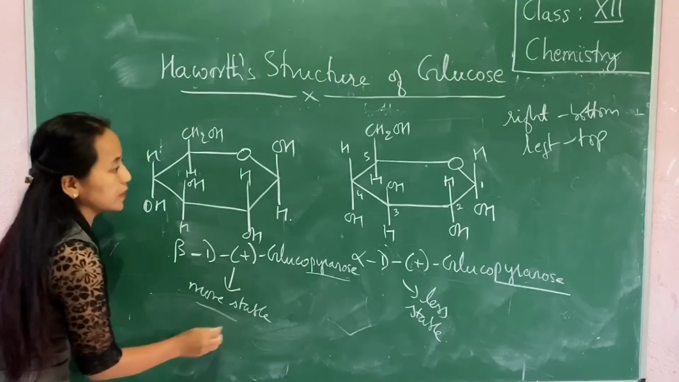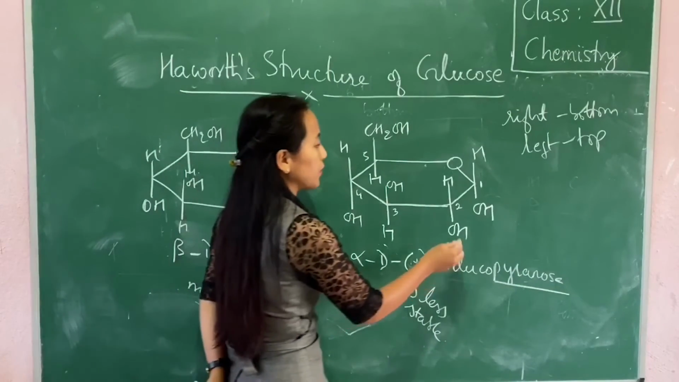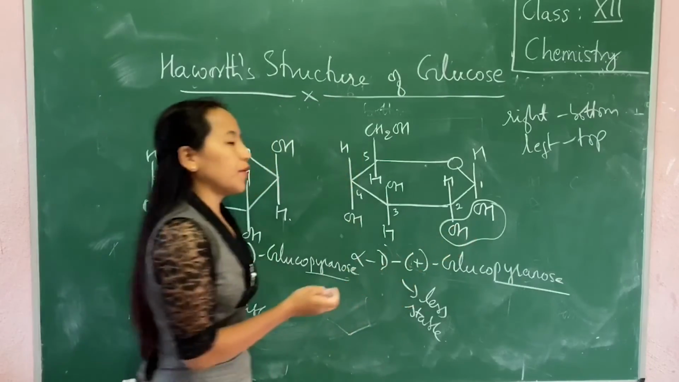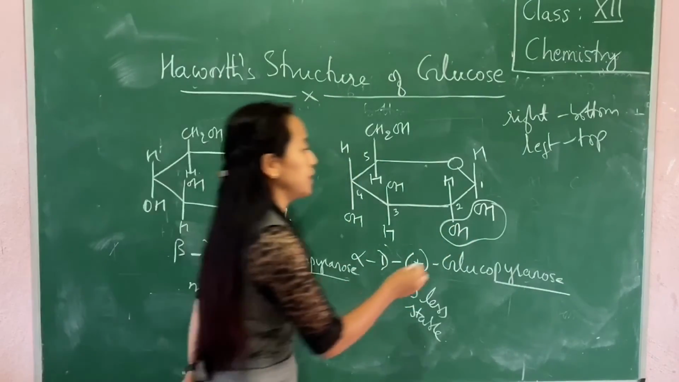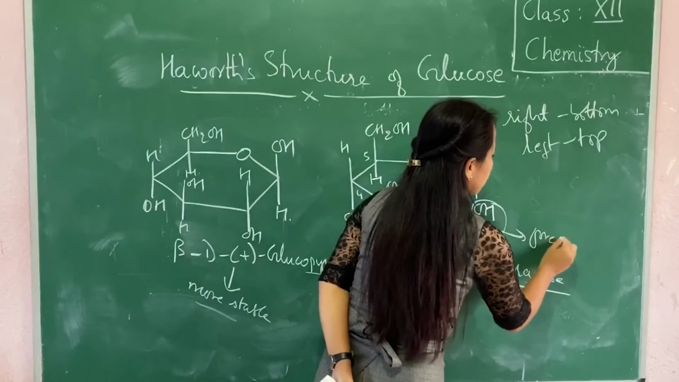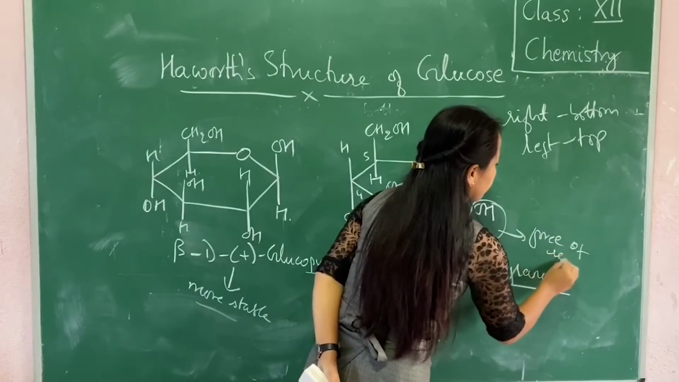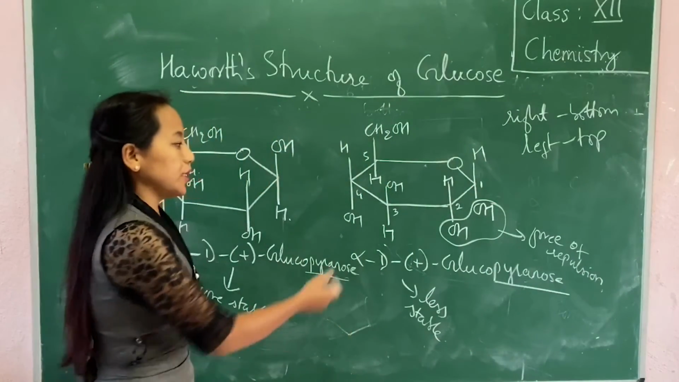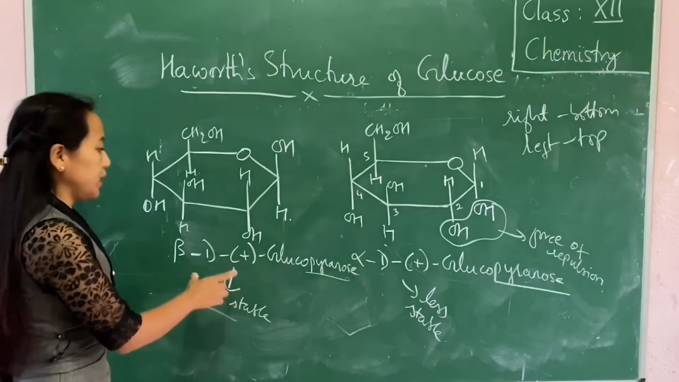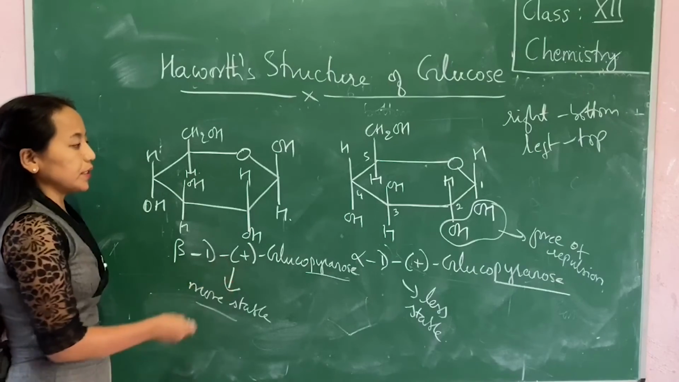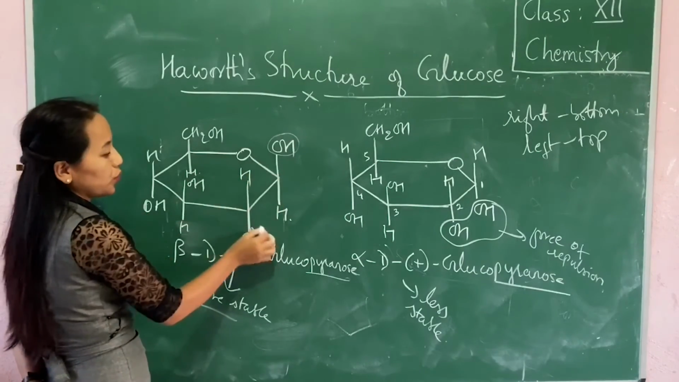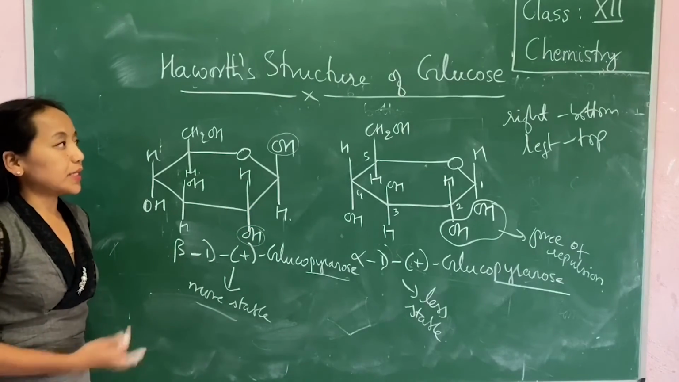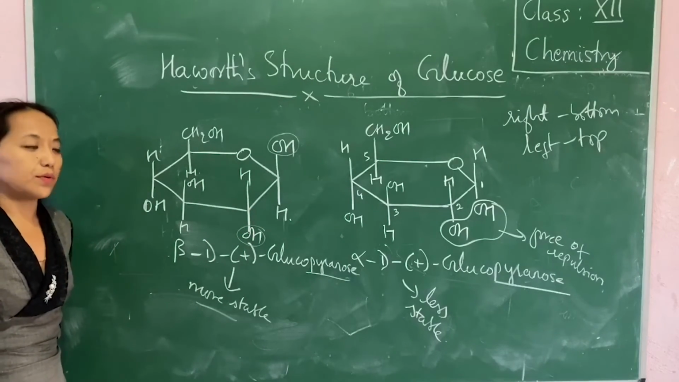The reason for this is in the case of alpha D glucopyranose, these two OH are close to one another. Therefore, there is a certain force of repulsion between these two OH. Because of which it is less stable compared to the beta D glucopyranose, in which the two OH groups have a good amount of distance between them. So that's about the Hemiacetal structure of glucose.